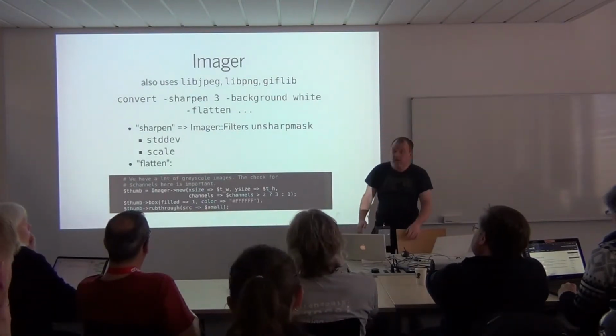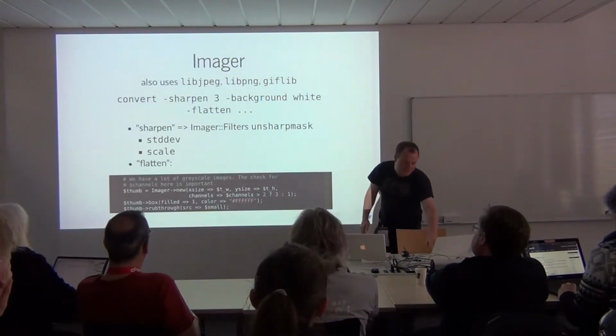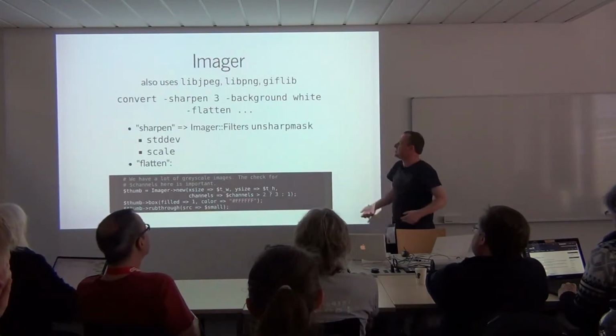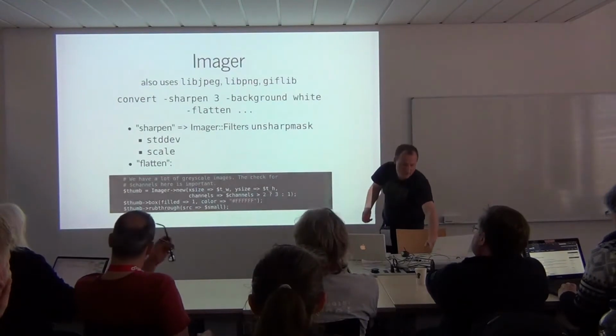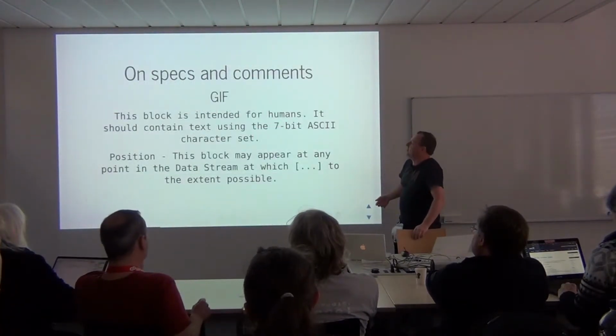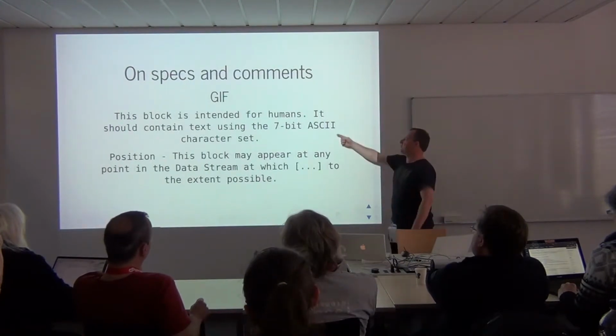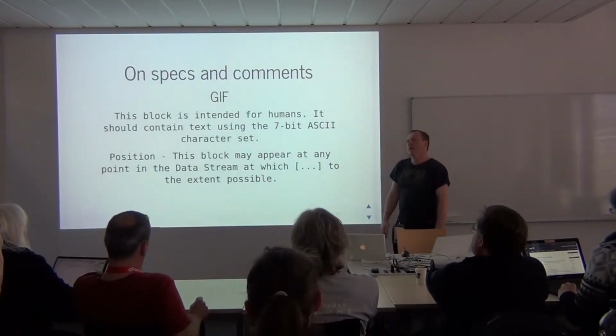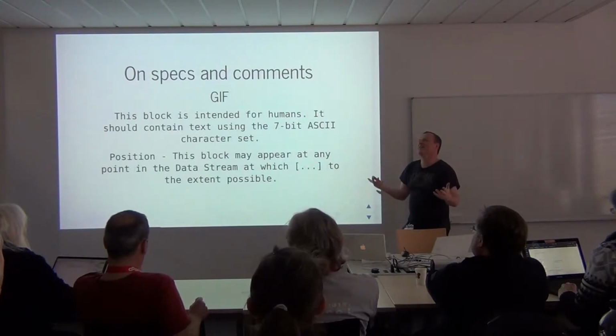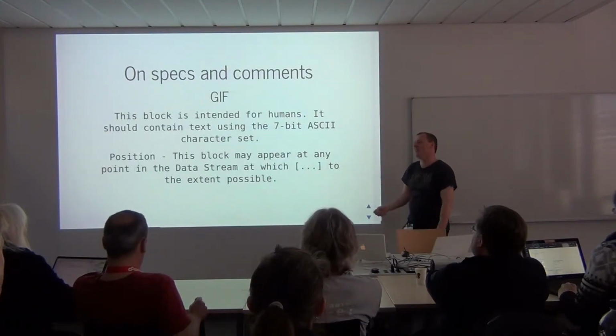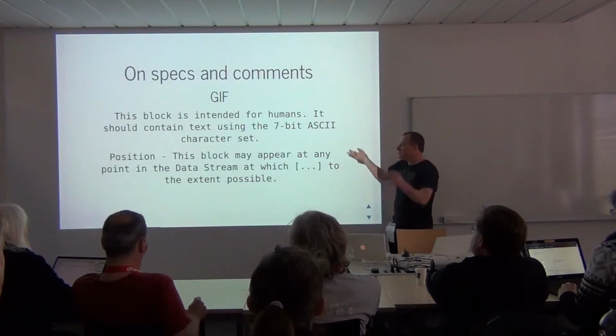Anyway, at this point, we have to take a digression onto specifications about comments, because we seem to have got the manipulation going. What happens with comments? Well, what does the GIF spec say about comments? It says, the block is intended for humans. It should contain text using the 7-bit ASCII character set. Well, come on, yeah, GIF 89. UTF-8 wasn't even invented till September 1992, so yeah, fair enough.